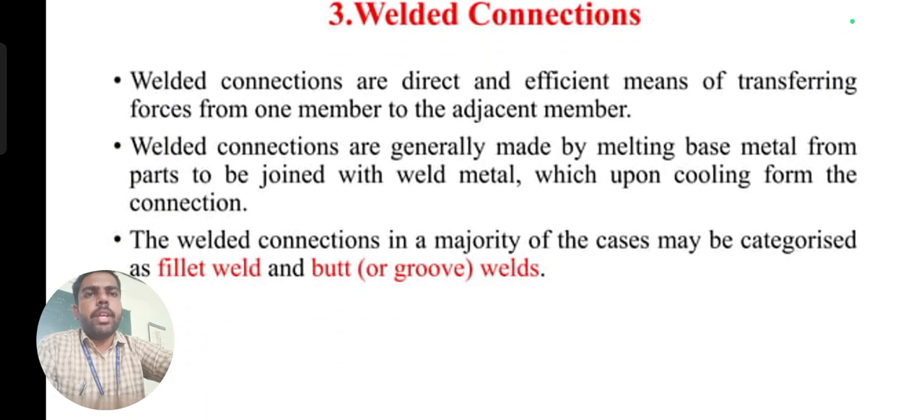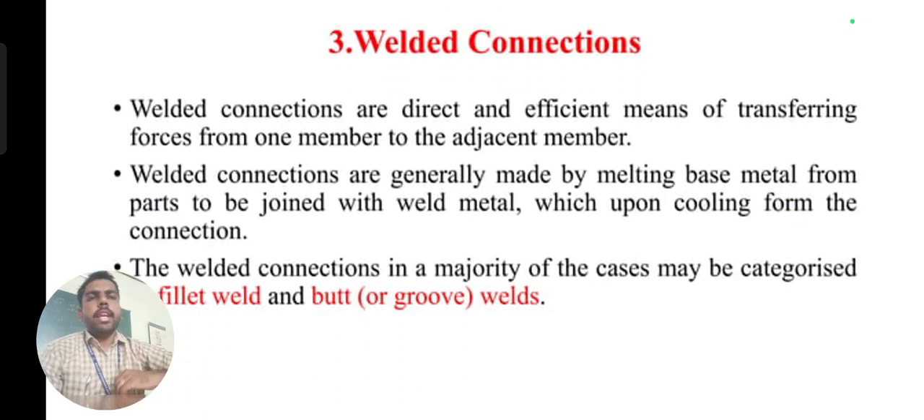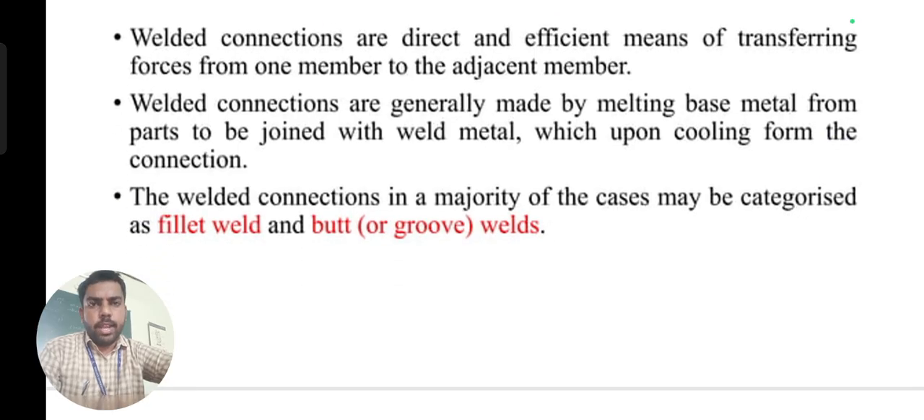And coming to welded connections, welded connections are direct and efficient. It means transferring the forces from one member to an adjacent member. Welded connections are generally made by melting base metal from the joint together with weld metal, which upon cooling forms the connection. Weld connections are characterized by two main types: one is the fillet weld and one is the butt weld.